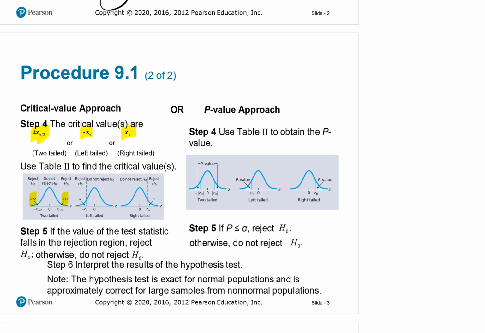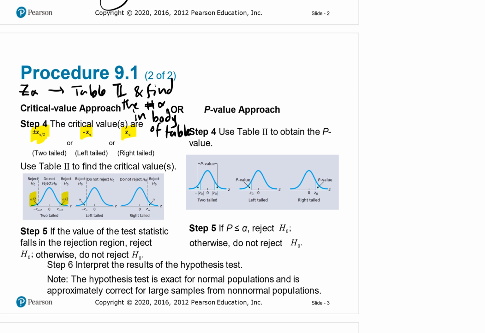And how do we find this out? Just to recall from before, to find z sub alpha, we go to table 2, the z table, and find the number alpha in the body of the table to get its corresponding z-value.